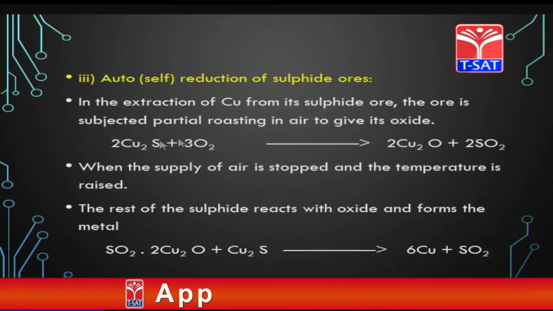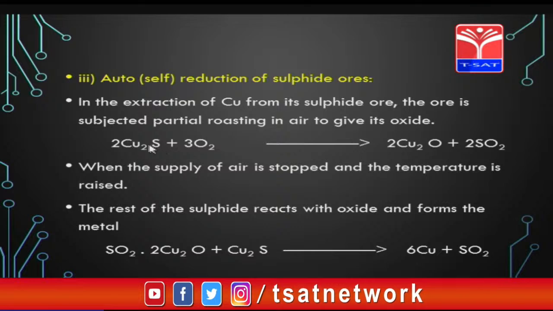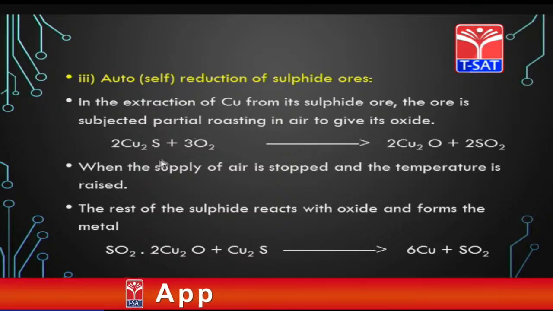Children, self reduction of sulphide ores also can be done. In the extraction of copper from its sulphide ore, what is the name of this ore, children? Copper sulphide. Here, this is an ore of copper. The impurity present here is sulphur. Now, this ore is subjected to partial roasting in air. That means the supply of air is decreased and mostly stopped. Then what happens? Sulphur reacts with a little amount of oxygen and thus sulphur dioxide is formed.